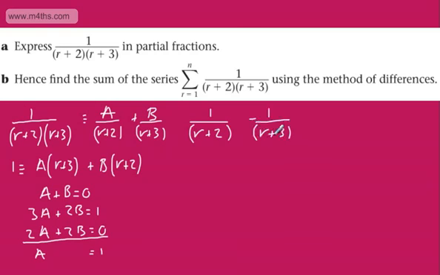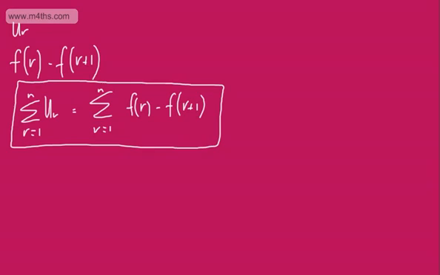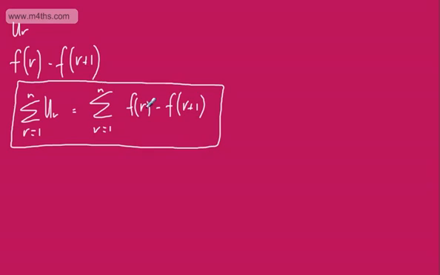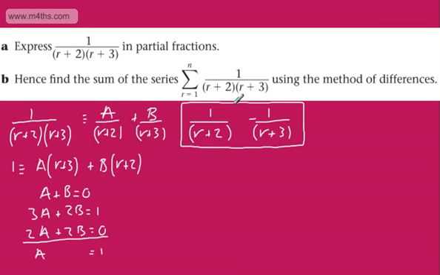And this fits in nicely to what we were looking at before. This right here is now in partial fractions. If we go back to the definition, whilst I don't believe in dwelling on the definition, this is what we're going to be trying to sum. We could call this u sub r, and you can see that it can be expressed now as f of r, which is this one, minus f of r plus 1. So we'll go ahead and do that.